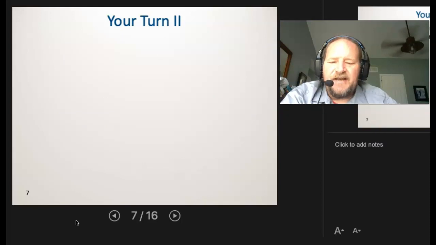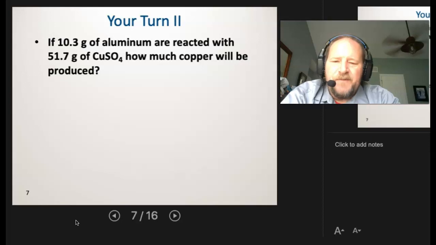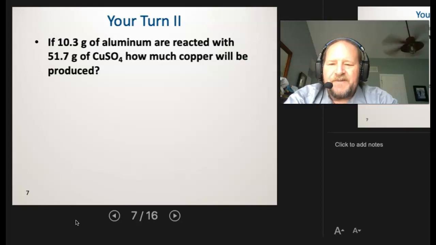All right, let's check out a second one here. If 10.3 grams of aluminum reacted with 51.7 grams of copper sulfate, how much copper will be produced?